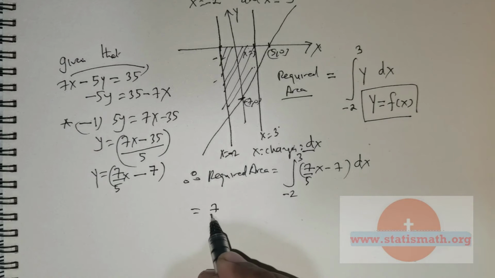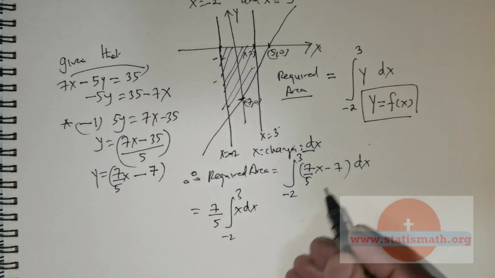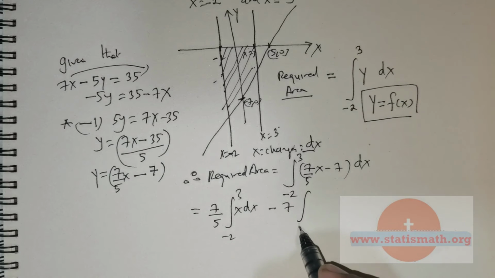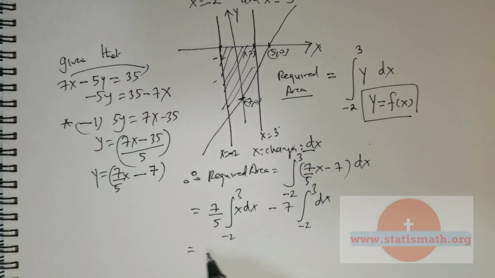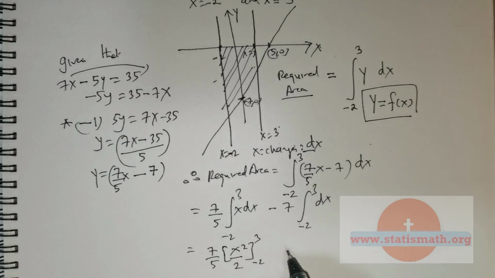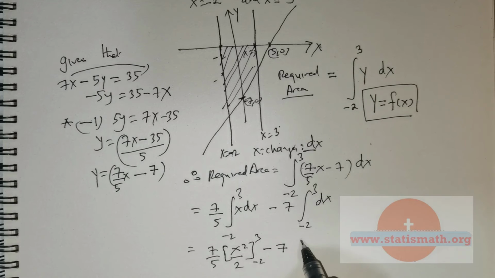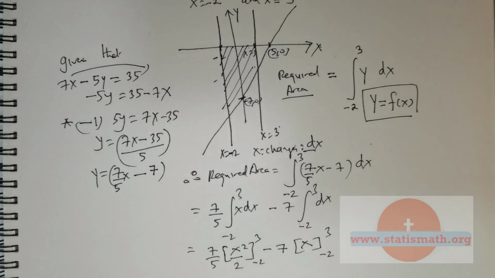I rewrite this as 7 over 5 times the integral from -2 to 3 of x dx, and then -7 times the integral from -2 to 3 of dx. So when you integrate this, the integral of x would give you x squared. Limits are -2 to 3. Of course, it's going to be x squared divided by 2, followed by -7. The integral of dx will give you x, from -2 to 3.